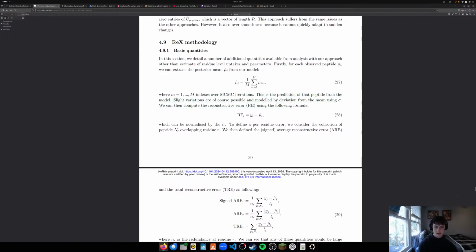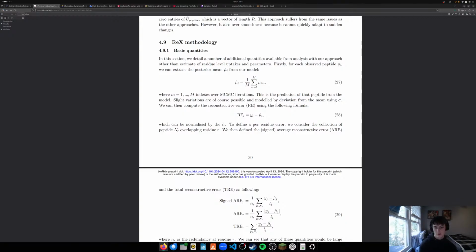Okay. This is the prediction of the peptide for the model. Slight variations are of course possible in the modeled deviation using the mean sigma. We can then compute the reconstructive error using the following formula. Okay, so you're just taking the difference between the two. To define the per residue error is what I'm interested in. We consider the collection of peptides overlapping residue R. Then define the sign average reconstruction error.